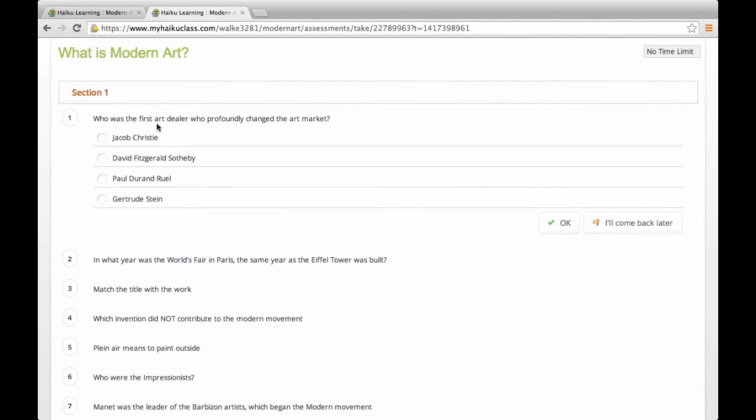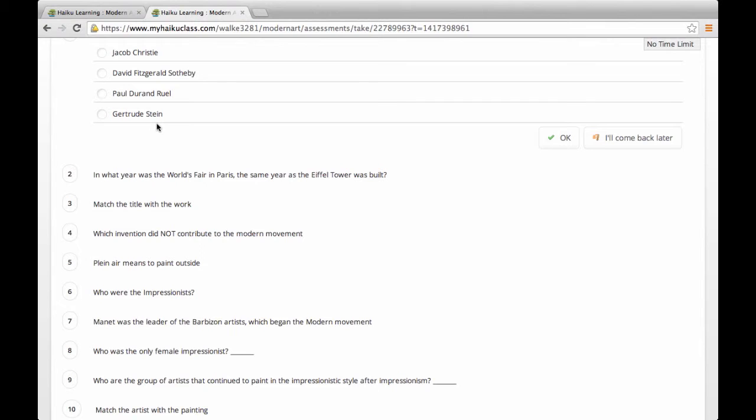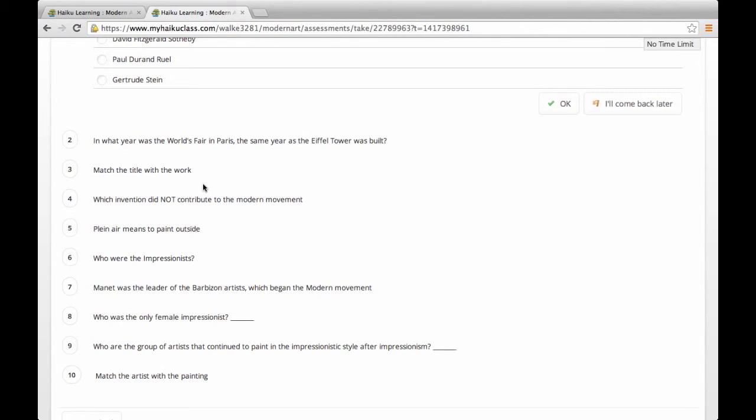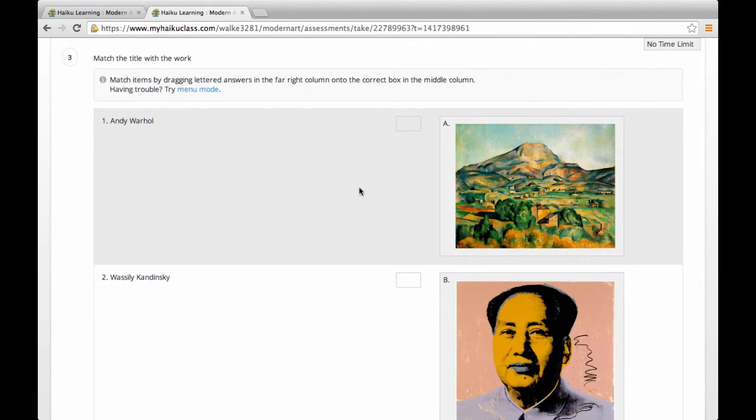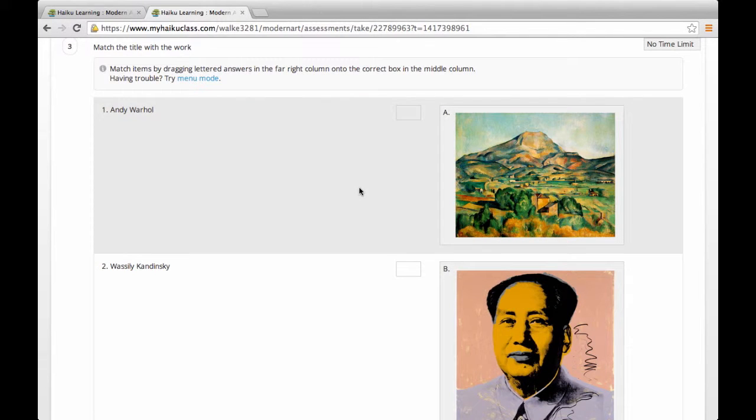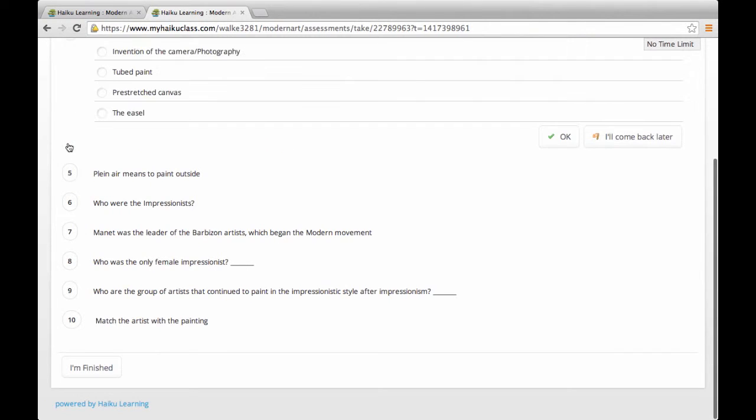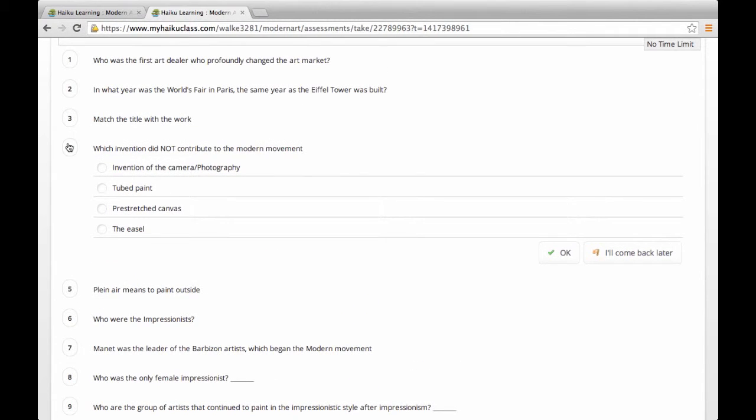So you have to understand the art dealer and the economic drive for changing art practice, and then also other influences such as the Eiffel Tower. And then you want to be able to match the artwork to the artist. So it's really important for people to understand whose style goes with what art. And then we also have which invention did not contribute to the modern art movement, because the modern art movement was created because of these inventions. So it's really important to know that.